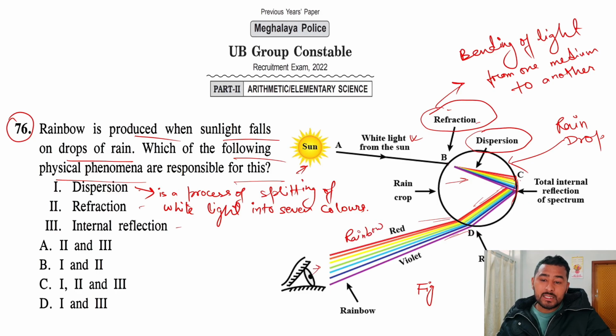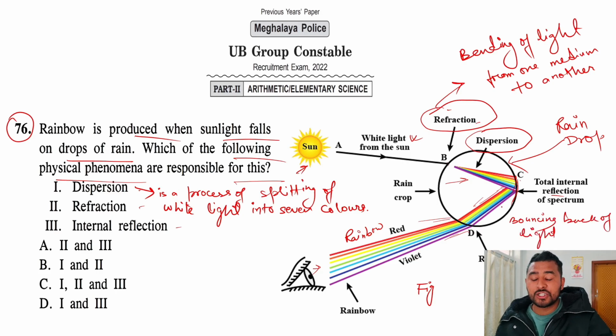So what is reflection now? This bouncing back of light is a reflection. Reflection is a bouncing back of light. This is happening internally. That is why total internal reflection. So you can see refraction is there, dispersion is also responsible, and then total internal reflection is also responsible.